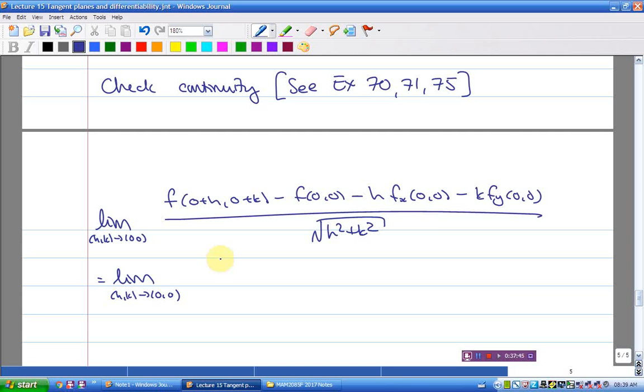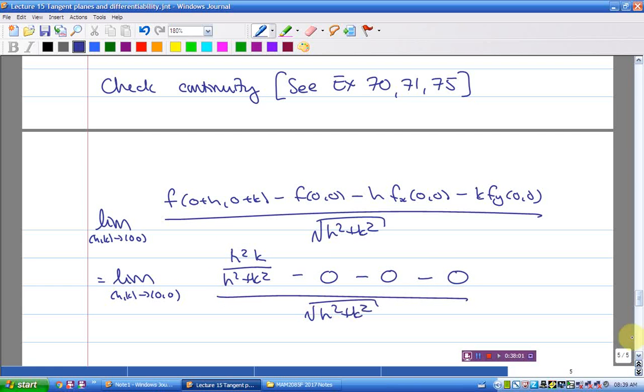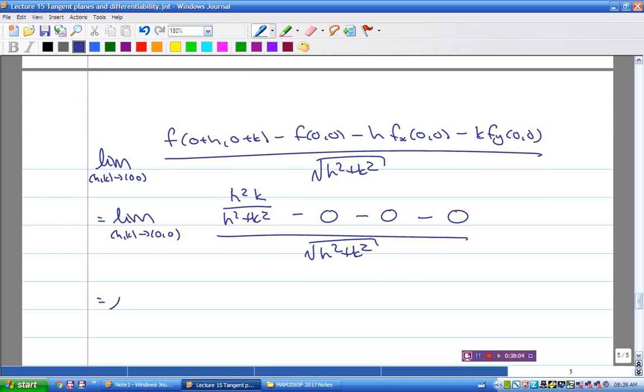Okay. So that's going to be h squared k over h squared plus k squared, minus 0, minus 0, minus 0, over the square root of h squared plus k squared, which equals the limit as h, k. I'm just going to tidy up a little here. There's a strong family resemblance between that little denominator upstairs and the big denominator downstairs, and basically what I've got is h squared plus k squared to the power 3 over 2.